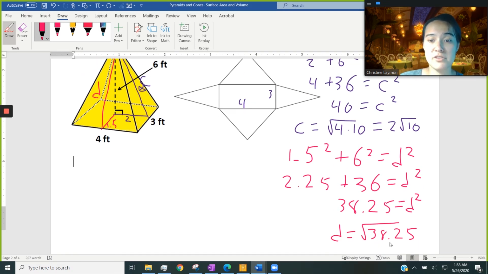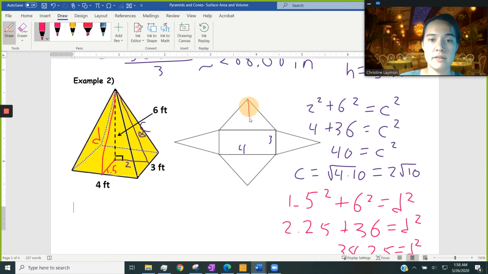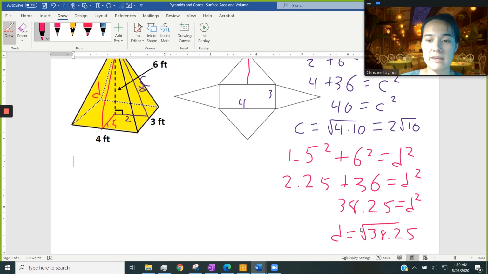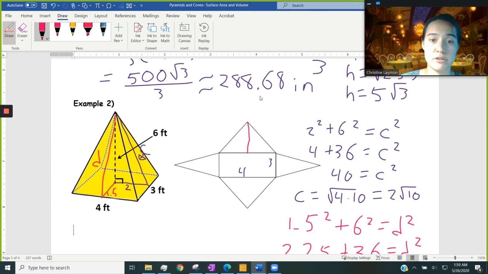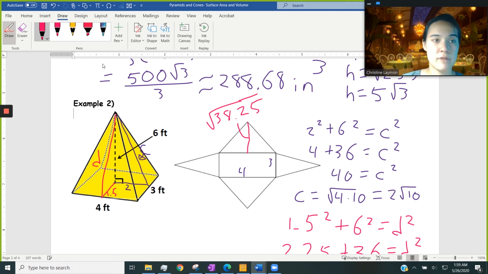Okay, so this one here, that slant height, that's meeting along the 4 here. So what we just found is this height here. That height is the square root of 38.25. Draw a little arrow there. That is a square root of 38.25. Let's draw an arrow over here. Square root 38.25. Right, let's go do the other one.